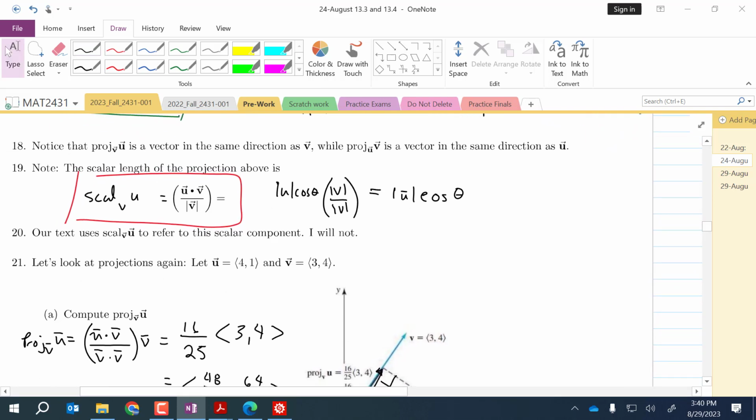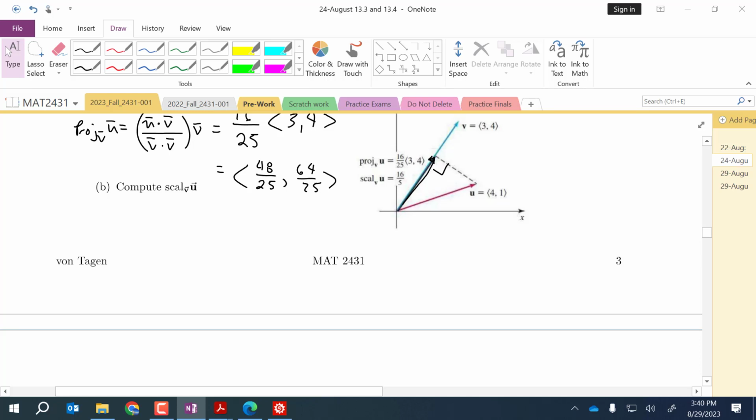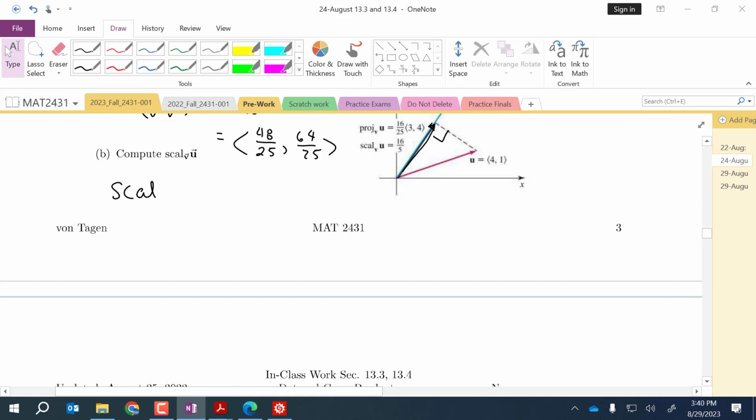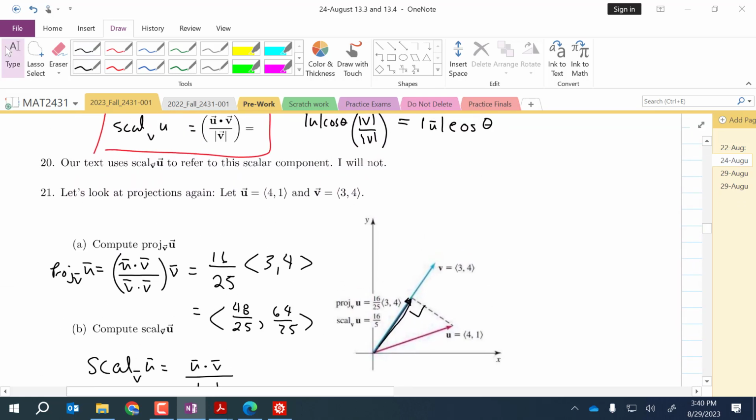Okay, this was what we started with. This to me makes conceptual sense. And then all I'm doing is rearranging this into a more easily computable formula, because it's actually quite a lot of work to find the angle between two vectors. So this is a more easily computable formula. If we were to use that formula and compute the scalar projection of vector u onto vector v, that's just going to be u dot v divided by the magnitude of v per this formula that we derived here.